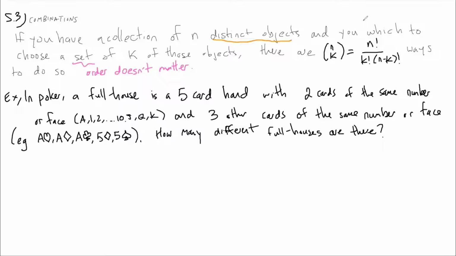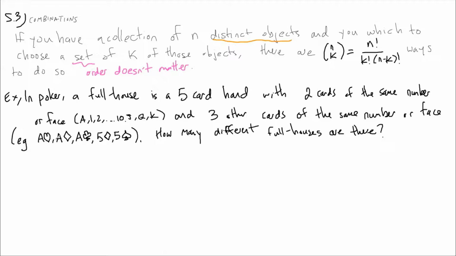So 3 aces and 2 5s. They do have to be different numbers or faces because we can't have 5 of the same. So how many different full houses are there? This question is a little bit more involved because it's got a couple of different things to think about. There are different ways that we could parse this, but to me, the easiest way to think of this is that we're going to split this into 2 actions.